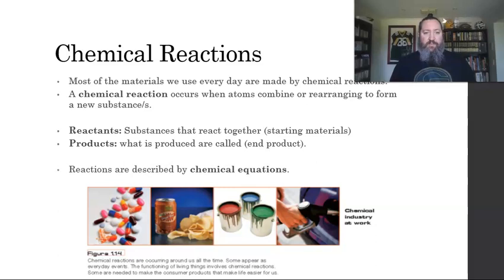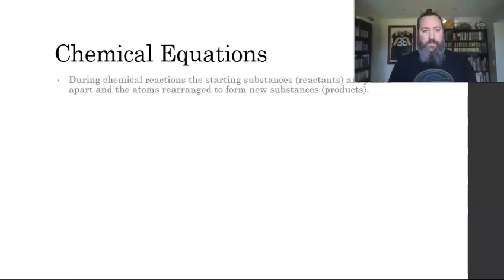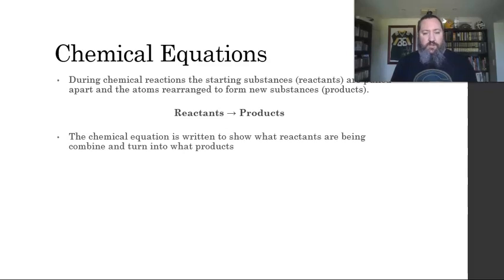So we describe that process of the reactants turning into the products by a chemical equation. During that chemical reaction, the reactants are pulled apart and rearranged to form the products. And so we describe that generally like this. The reactants turn into the products. So reactants, arrow, products. So the equation shows what is going in and what comes out.